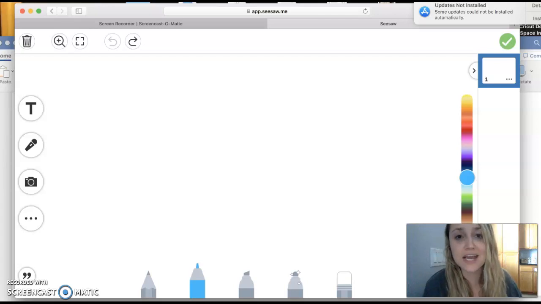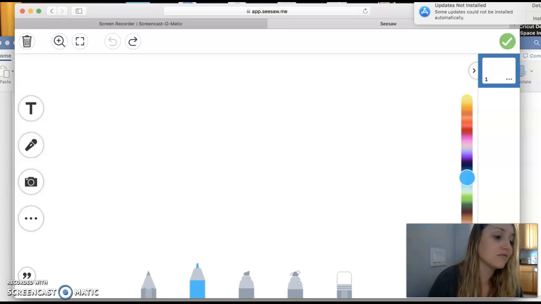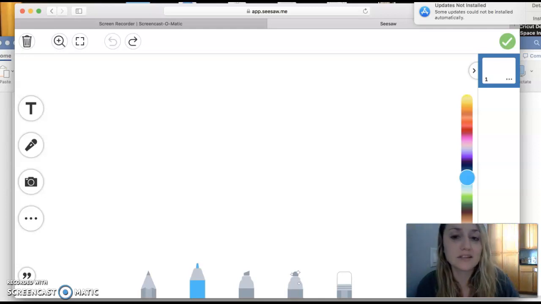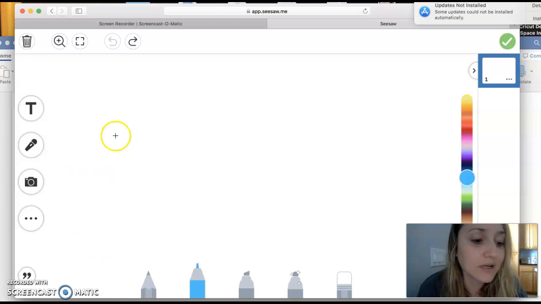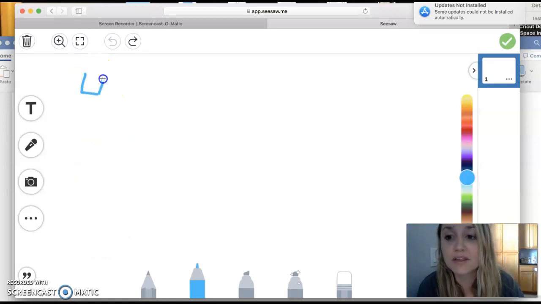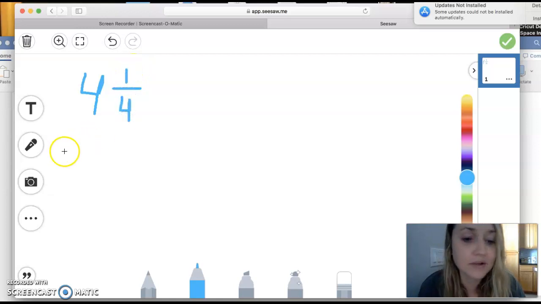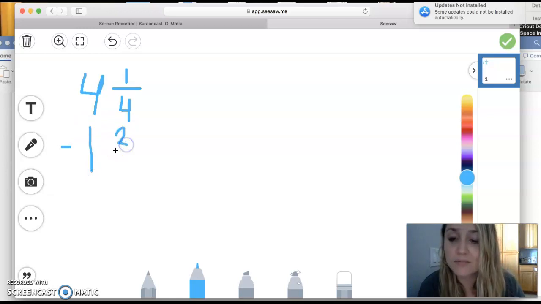Hello. So today we're going to be doing subtracting mixed numbers, which is 11.6. To be completely honest, this is the last section of this chapter we're going to do, and it is a little more challenging than the other ones. So I'm just going to start with some examples, and then that way I can do more examples with you. So here is our problem.